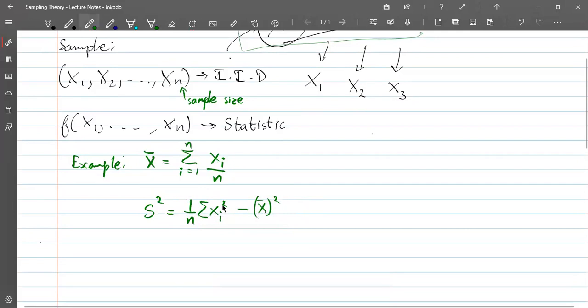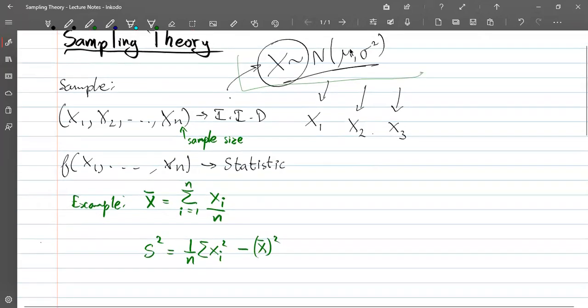So you can notice how this is similar to the definition of variance. Here you have the average of the summation of xi square. So that's just like E of x square. And here you have sample mean square. That is like E of x the whole square. Okay, but that's only a similarity. It is not, in fact, mu and sigma square. This is x bar and s square.